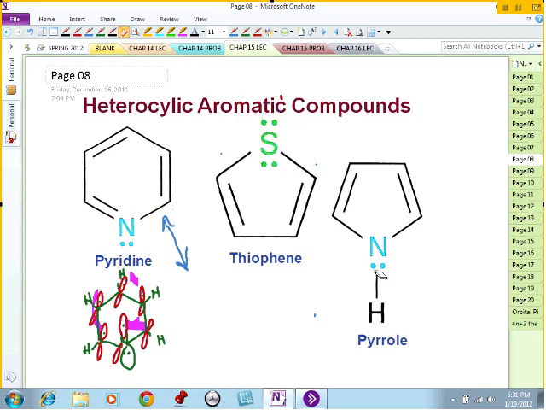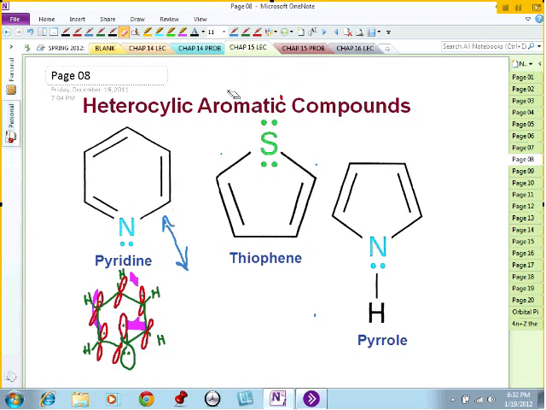So the same argument we could make here. If I ask you, this pair of electrons here, where do you think this pair of electrons would be? Would that be in a p orbital or sp2 hybridized orbital? If we say this molecule is aromatic, where will it be? In the p orbital. Because that is the only way these two electrons will interact with the rest of the electrons in the pi electron system. It must be in the p orbital. So in this particular instance, this nitrogen is contributing two electrons to the pi electron system of the aromatic system.